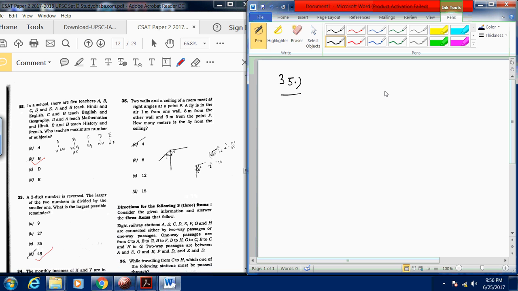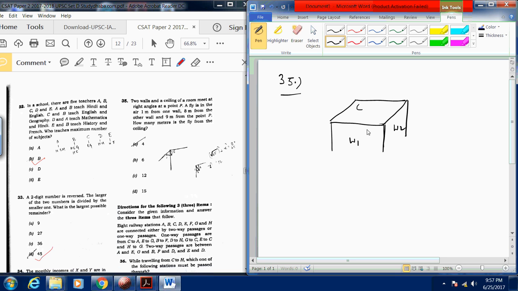So two walls and a ceiling of a room meet at right angles at a point P. A fly is in the air 1 meter from one wall, 8 meters from the other wall, and 9 meters from the point P. How many meters is the fly from the ceiling? So you have to imagine a little bit. Suppose this is your ceiling. These are, say, this is wall 1, this is wall 2, this is your ceiling.